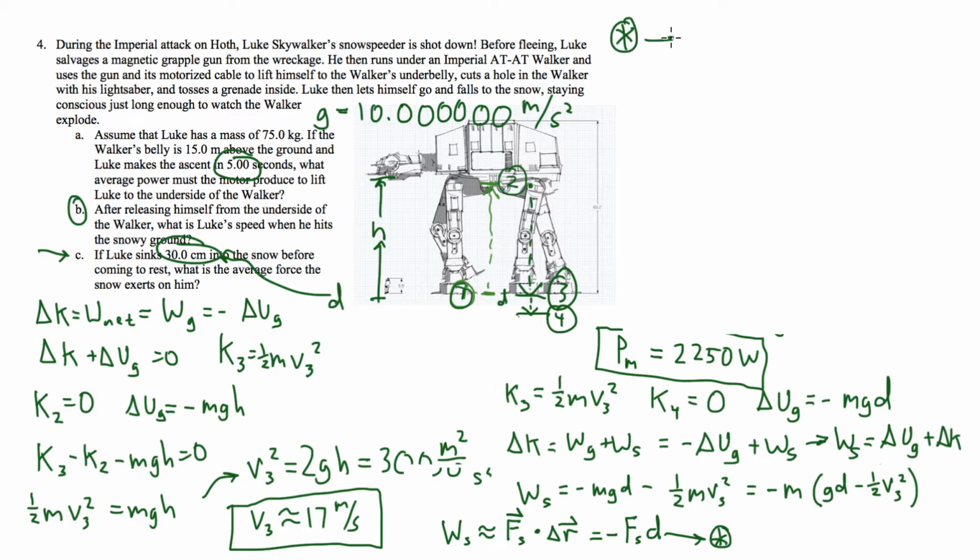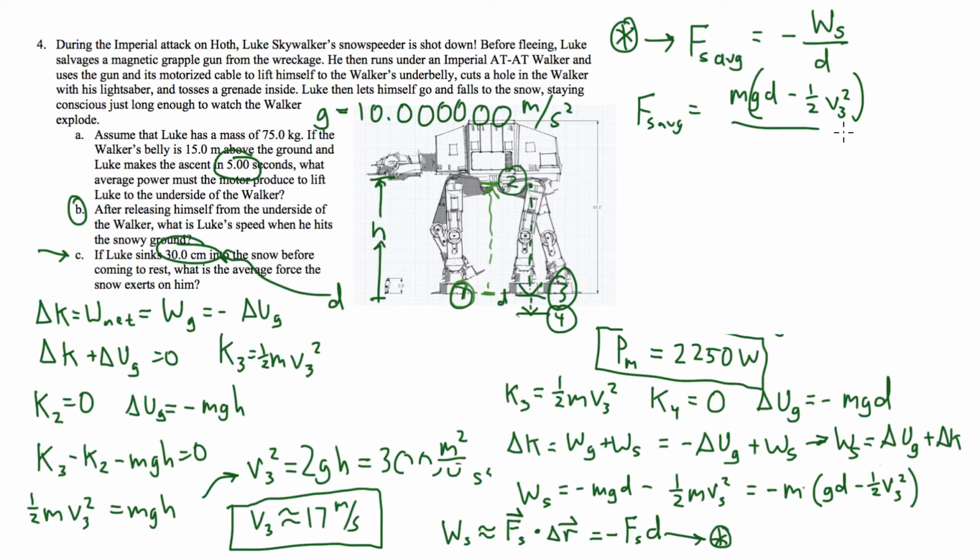All right, asterisk in a circle, and we're going to get the average force the snow exerts equals negative work done by the snow over the distance Luke falls through the snow, which is, of course, already given. Okay, so we have negative Ws, and Ws is given here. So the average force exerted by the snow is going to be m times gd minus 1/2 v3 squared, and this negative sign here is going to cancel against that one.